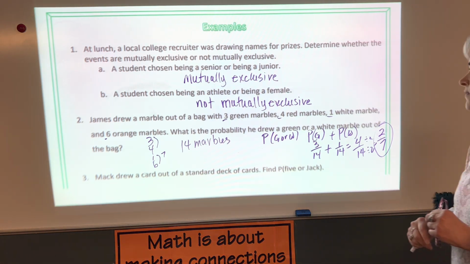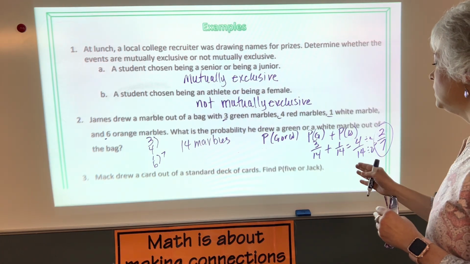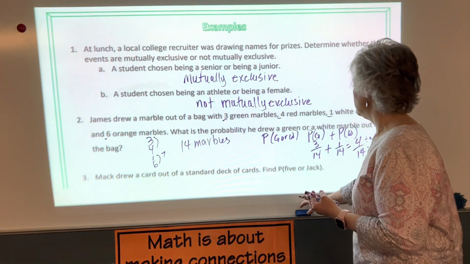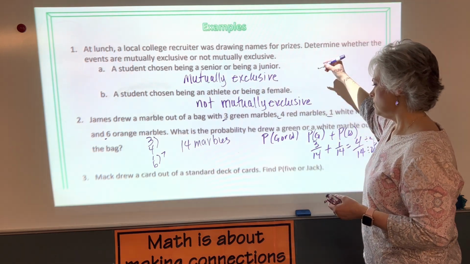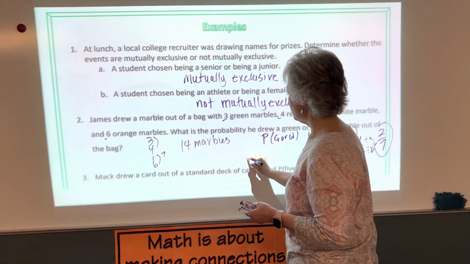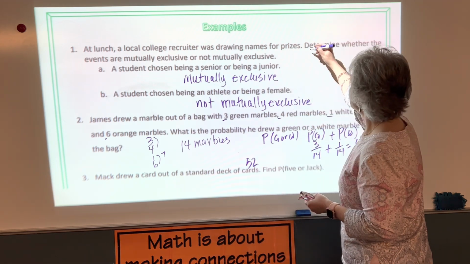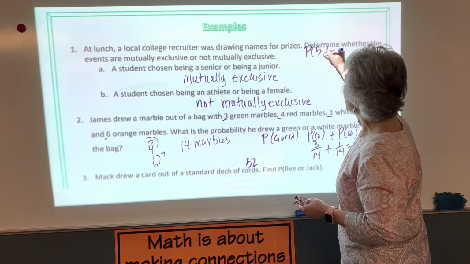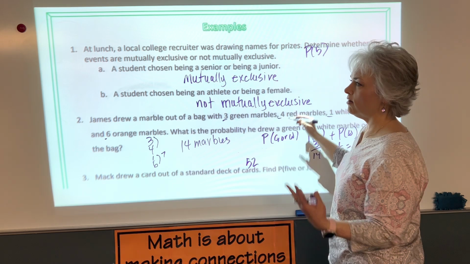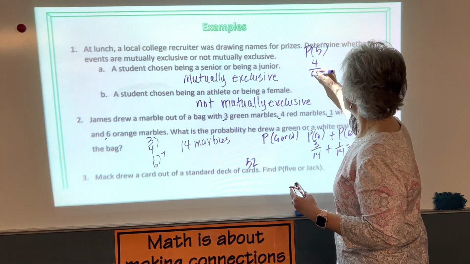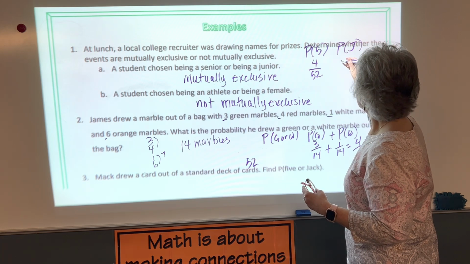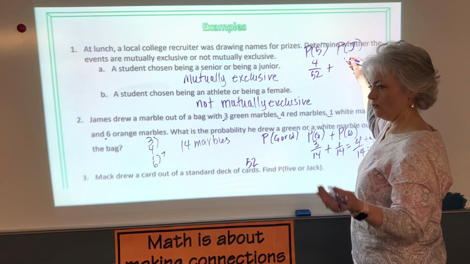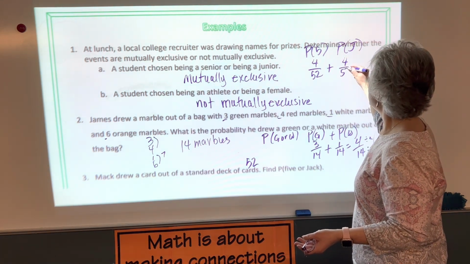All right, so number 3. Mac drew a card out of a standard deck of cards. What is the probability of a 5 or a jack? I'm going to work that one up here. The deck of cards has 52 cards. The probability of a 5: how many 5s are in a deck of cards? There's 4, so that's 4 out of 52. The probability of a jack: there are 4 jacks, so that's 4 out of 52.